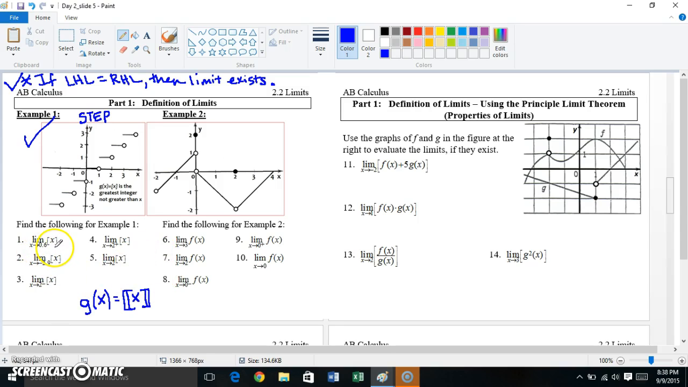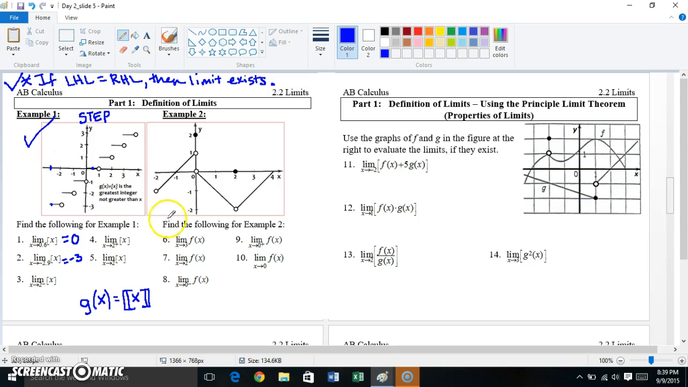Okay, so here we go. The limit of the greatest integer of x as x approaches 0.6. Well, 0.6 is somewhere in here, and the y value there, as you approach from the left or the right, is 0. This next one, the limit of the greatest integer of x as x approaches negative 2.9. Negative 2.9 is somewhere out here. Looking at my graph, looks like my y value is negative 3.